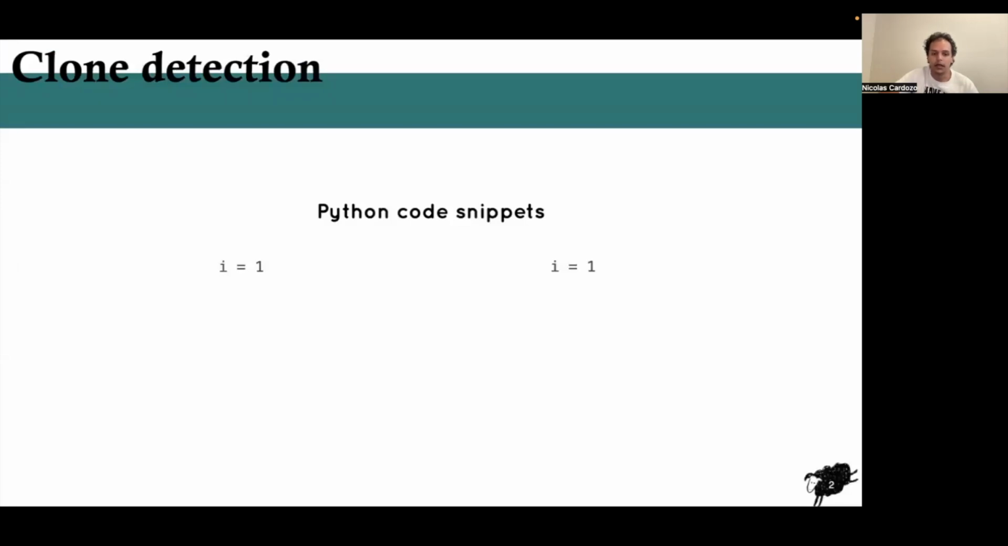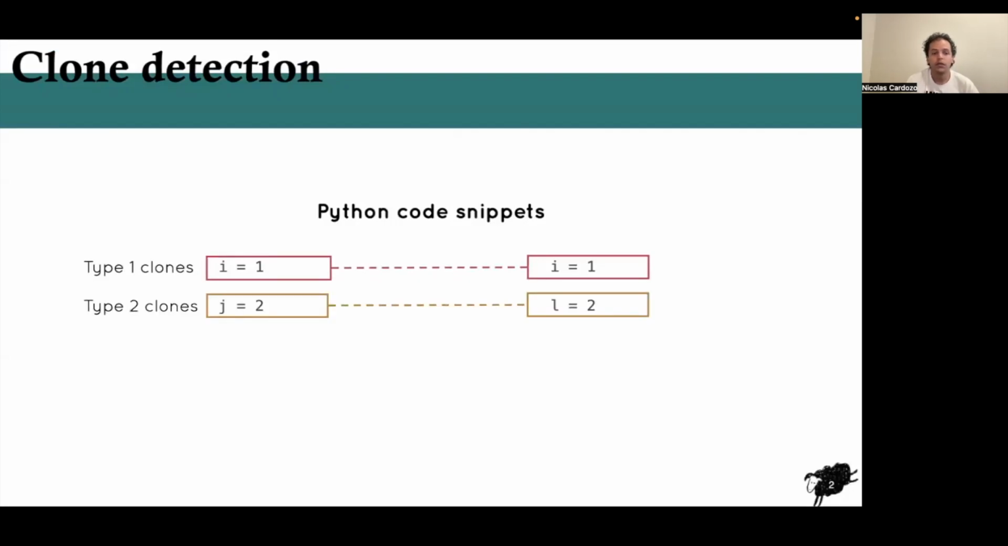found spread around a code base. In this case, we are showing the example for code clones in Python. So clone detection is divided in 4 clone types. First, we have type 1 or exact clones, which correspond to identical pieces of code spread around the code base. The second type of clones is renamed clones, where we have variable renaming across the clones.